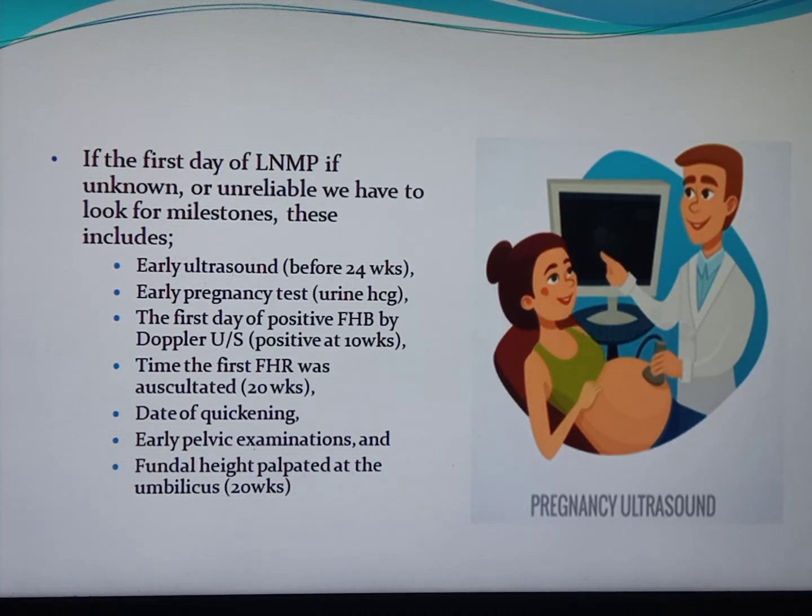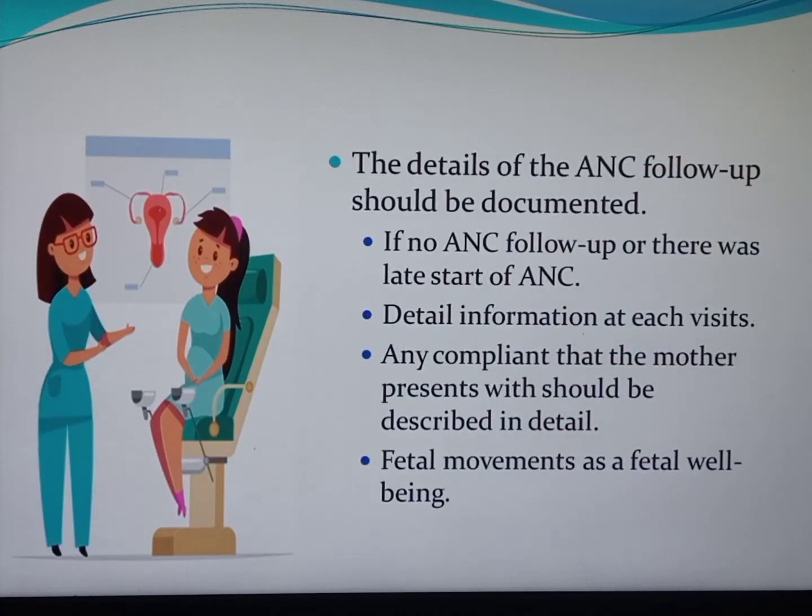Date of quickening. Quickening is the first perception of fetal movement by the mother, and is supposed to occur at 16 to 18 weeks of gestation in multiparous women, and 18 to 20 weeks of gestation in primiparous women. So we can estimate based on this. And the fundal height calculated at 20 weeks can also be used to estimate gestational age.